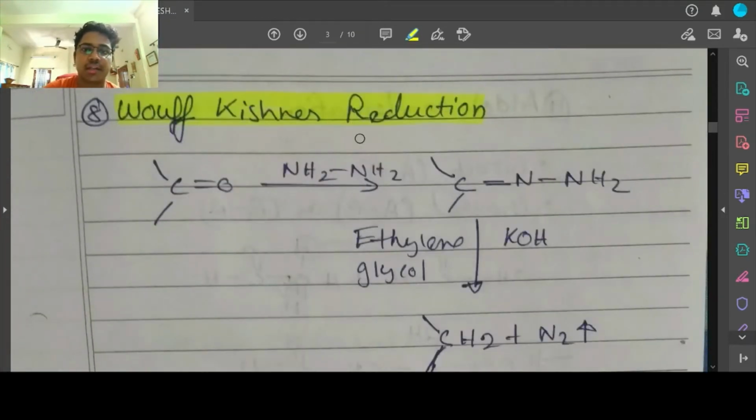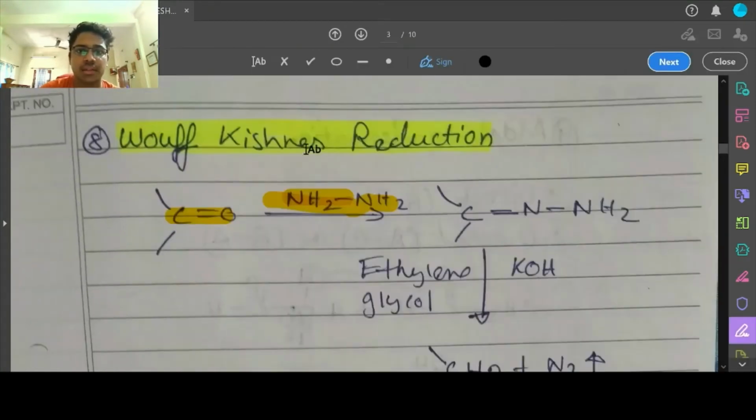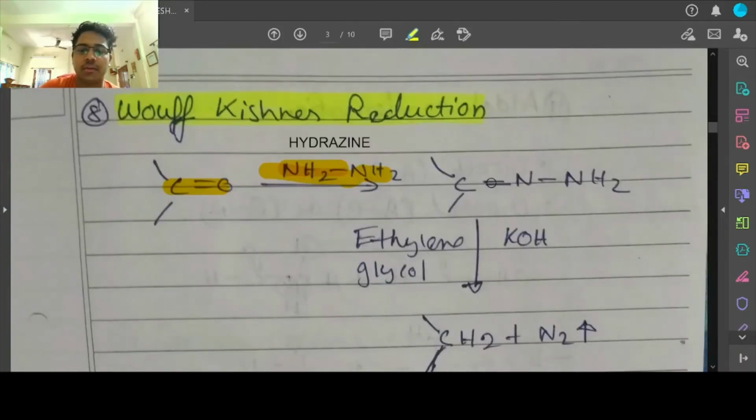Now, Wolff-Kishner reduction. In this the same ketonic group C double bond O, on reaction with hydrazine, NH2 NH2, which is known as hydrazine, forms C double bond N, NH2. The C double bond O is replaced: the H2 from hydrazine reacts with the O, forms H2O, and the leftover part is C double bond N NH2.